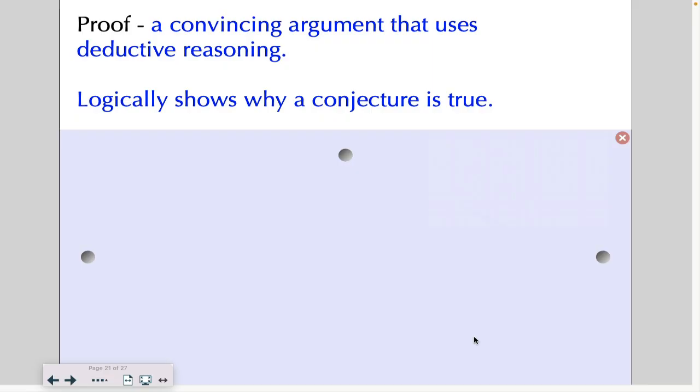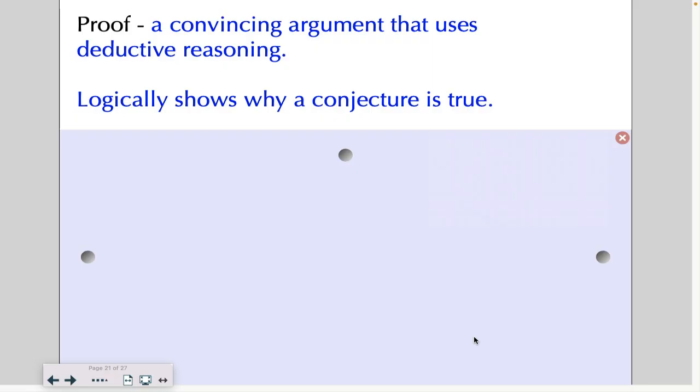A proof is a convincing argument that uses deductive reasoning. You did a great job with deductive reasoning yesterday. Remember, last week was induction: I give you a pattern, you figure it out, you go forward. Deduction is, I just give you a whole bunch of statements, and you draw a conclusion from the statements.